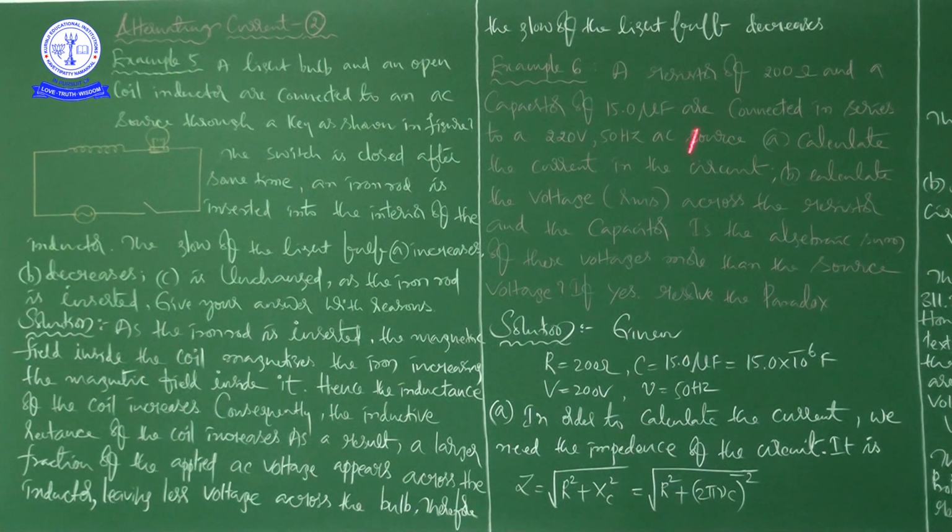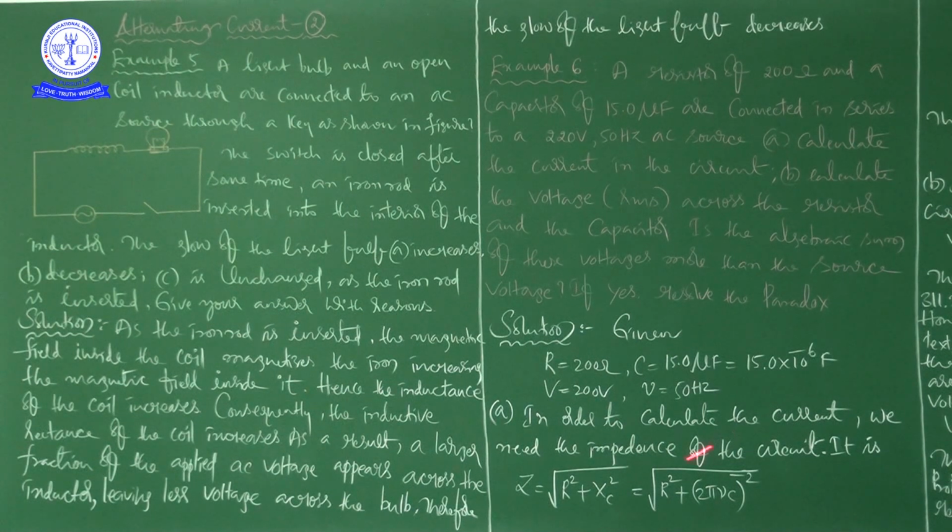V is equal to 200 volts and nu is equal to 50 Hz. Nu is the frequency. Just by using usual notations, that is R for resistance, C for capacitance, V for voltage, nu for frequency, he has written all the given quantities. Now, there are two things, A and B. First we are going to discuss A. Calculate the current in the circuit.